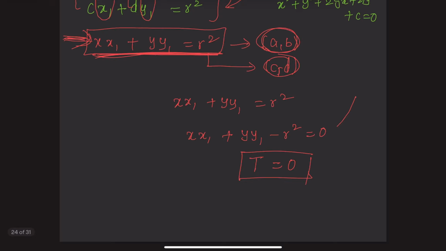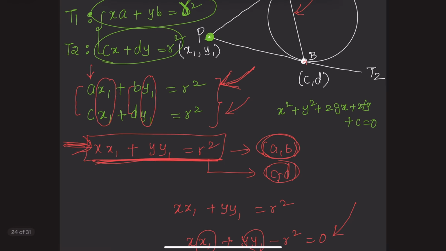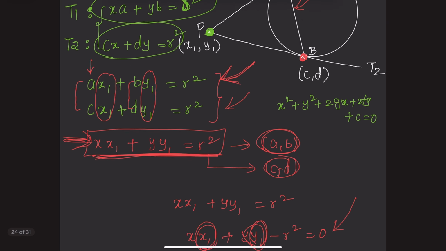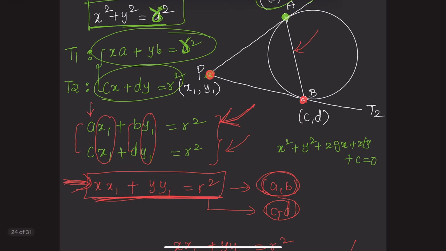The equation of the tangent to the circle at a given point is also the same. But there, your x1, y1 are the points of contact. But here, in this case, your x1, y1 are the coordinates of the external point from which the tangents are drawn. So you should be careful about it.